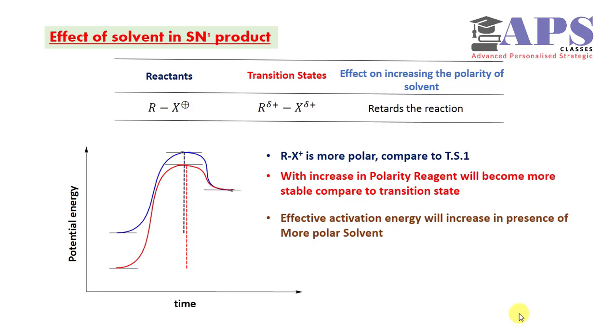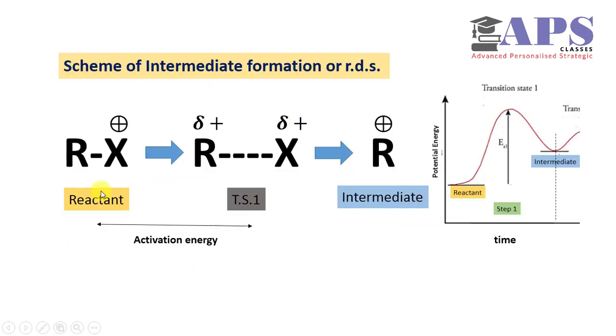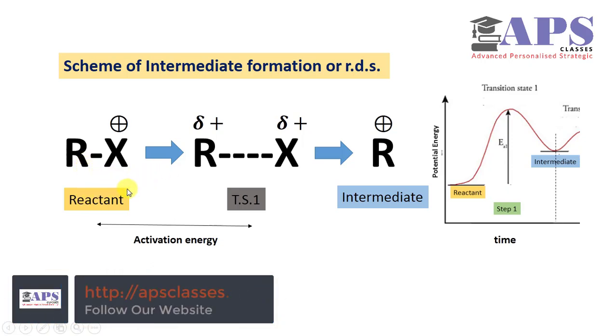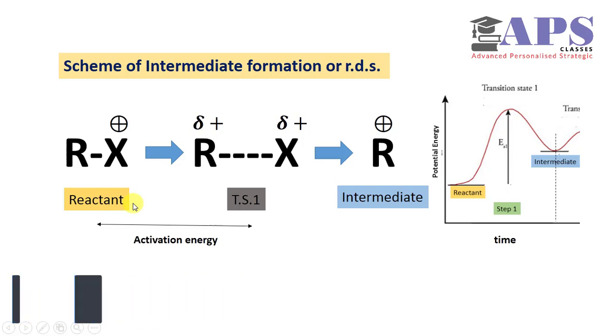This is the most interesting part of this video. This is type 2 of SN1 reaction, where the leaving group is positively charged. Now if we see the reaction scheme, the net charge over reactant and transition state is the same, but in case of the reactant it is over the X atom only, resulting in higher charge density. In the transition state it is distributed between R and X, that's why charge density is less. So with increase in polarity, in this case the reactant will be more stabilized compared to the transition state. As a result, activation energy will increase.